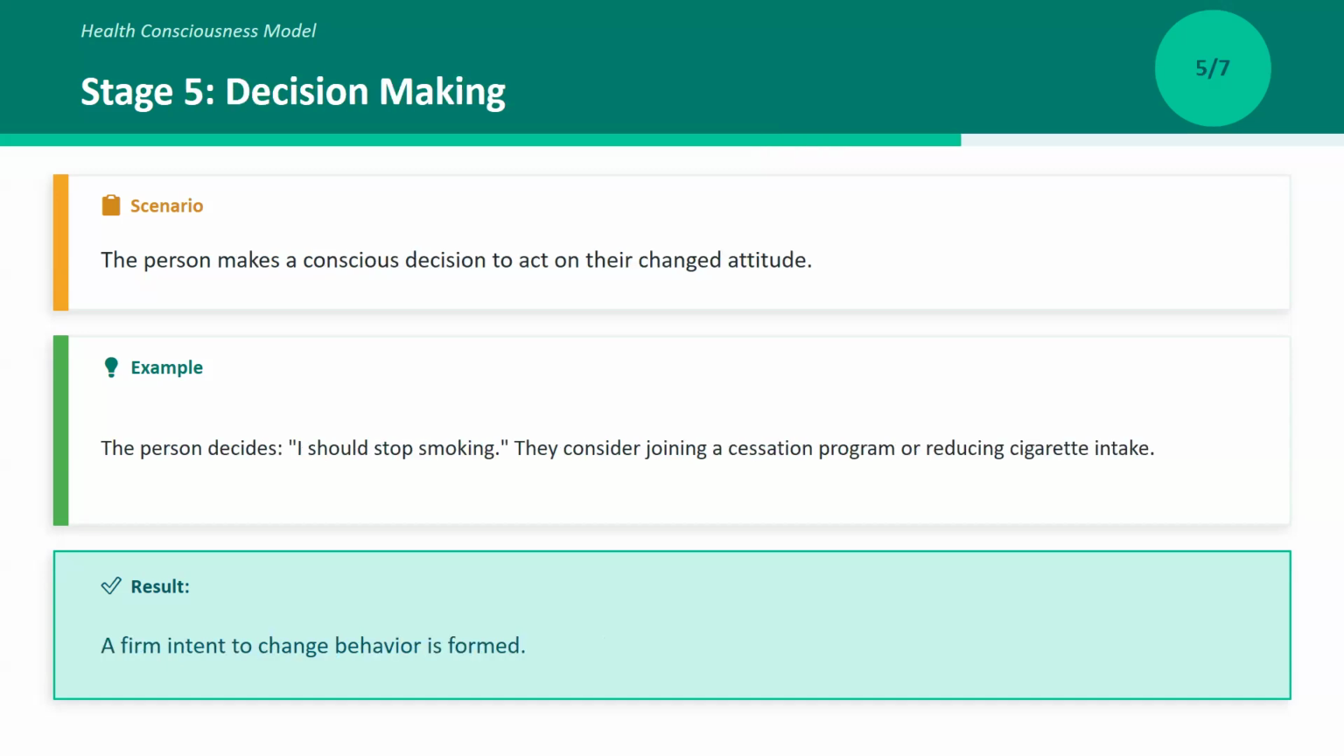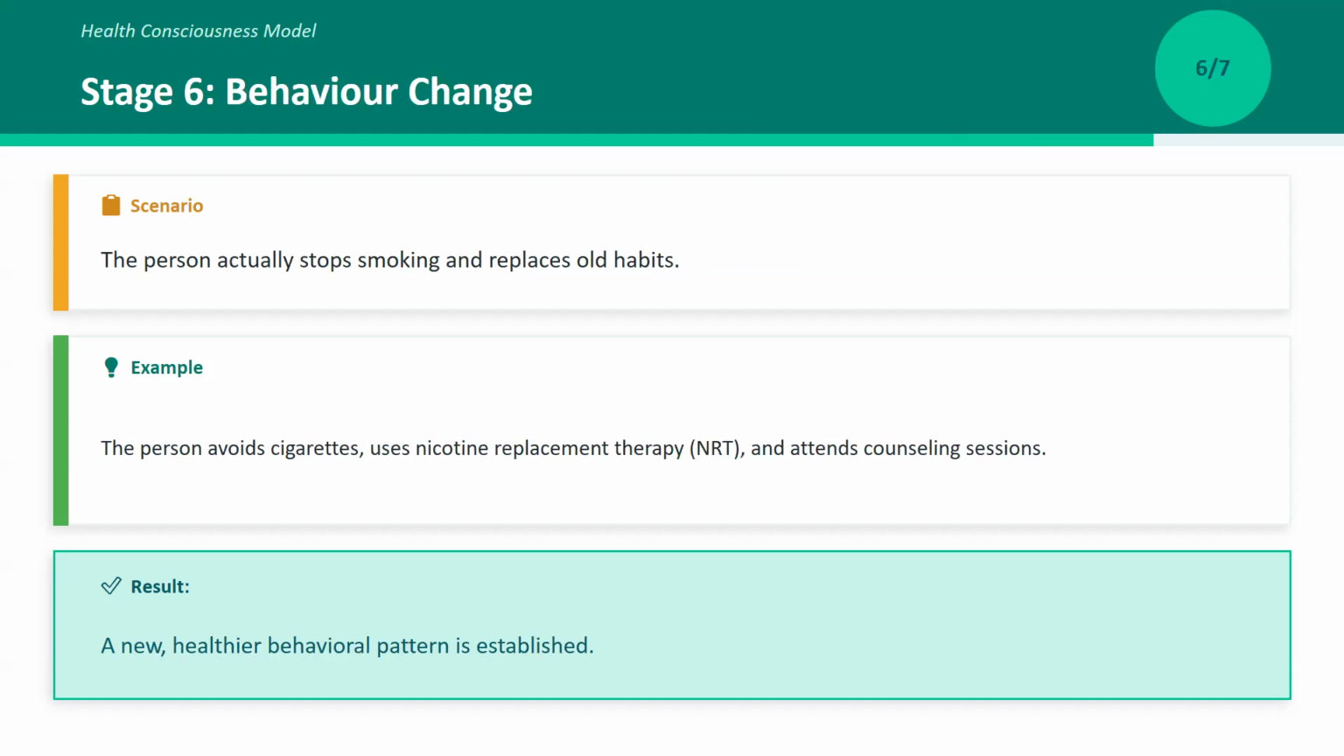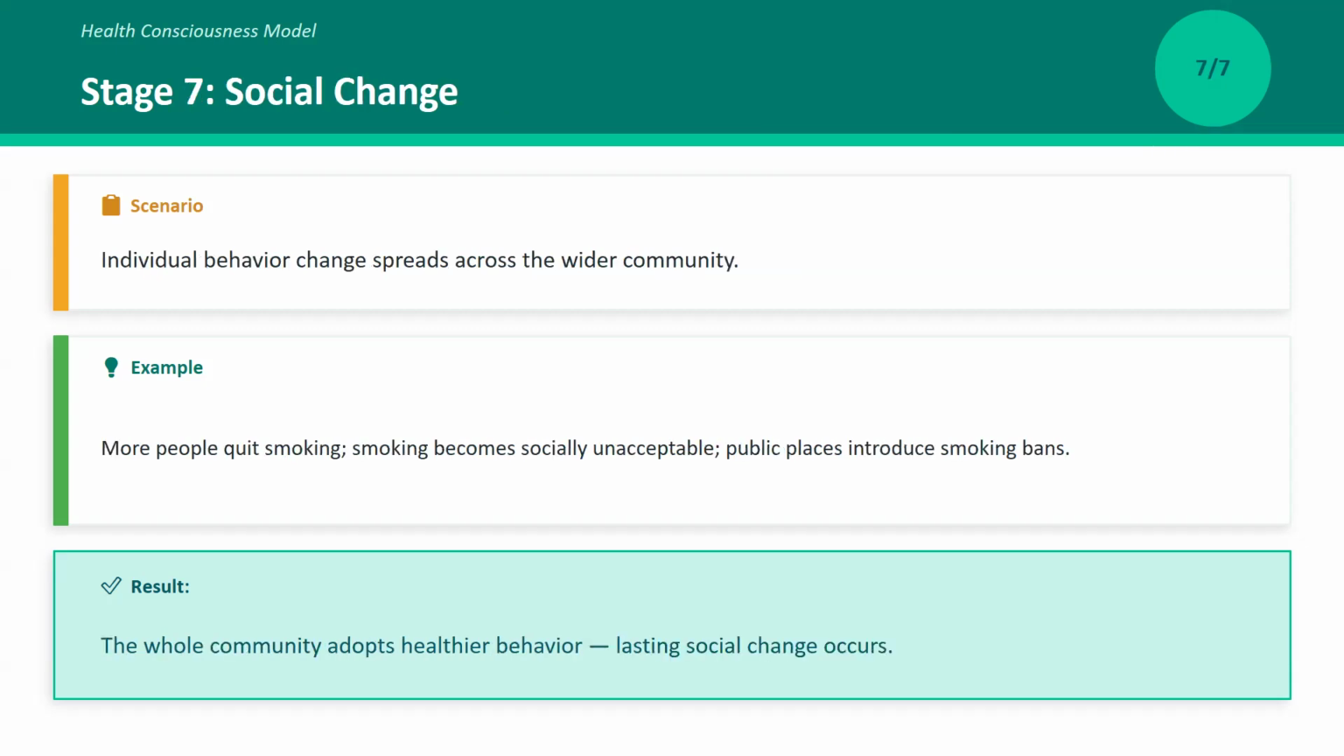The fifth stage is decision making, where the person makes a conscious decision to act on their changed attitude. The person now decides, I should stop smoking. They consider joining a cessation program or reducing cigarette intake. The result is that a firm intent to change behavior is now formed. The sixth stage is behavior change, where the person actually stops smoking and replaces old habits. For example, the person avoids cigarettes, uses nicotine replacement therapy, and attends counseling sessions. The result is that a new, healthier behavioral pattern has been established.